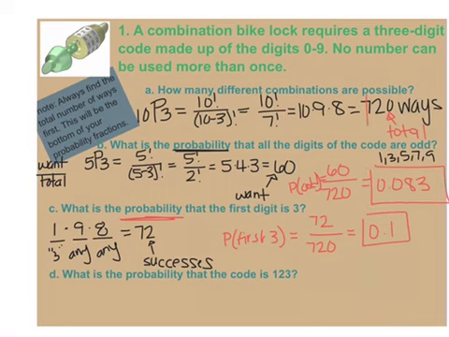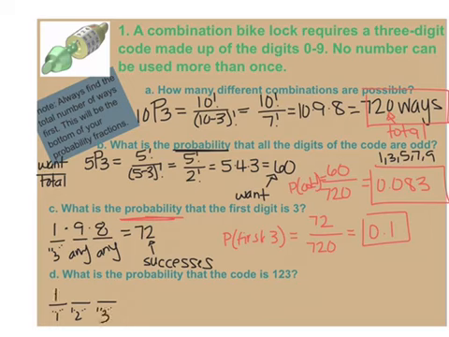So our last thing here is part D. We are looking at what's the probability that the code is 1, 2, 3. So again, we're looking at a probability, so we're doing a fraction. I have to figure out how many ways are going to make me happy. Well, I want the code to be a 1, 2, 3. So the first one has to be a 1, the second one has to be a 2, and the third one has to be a 3.